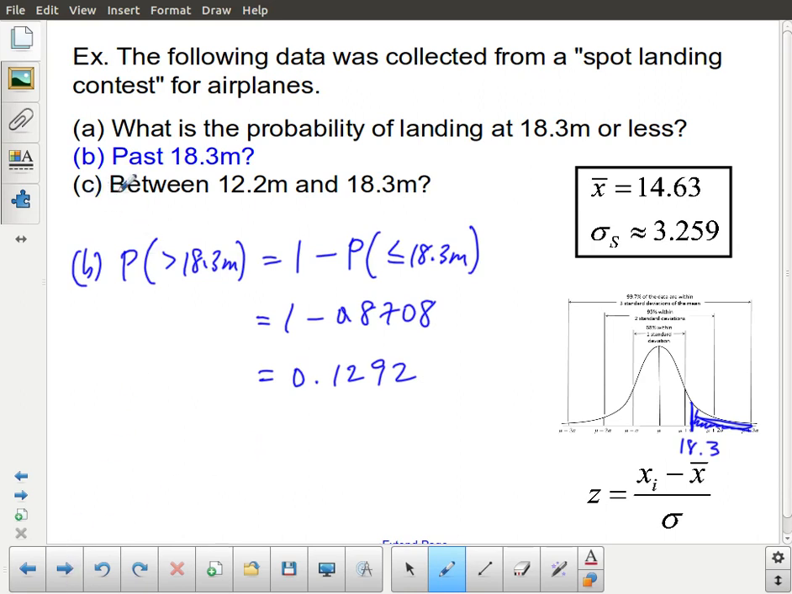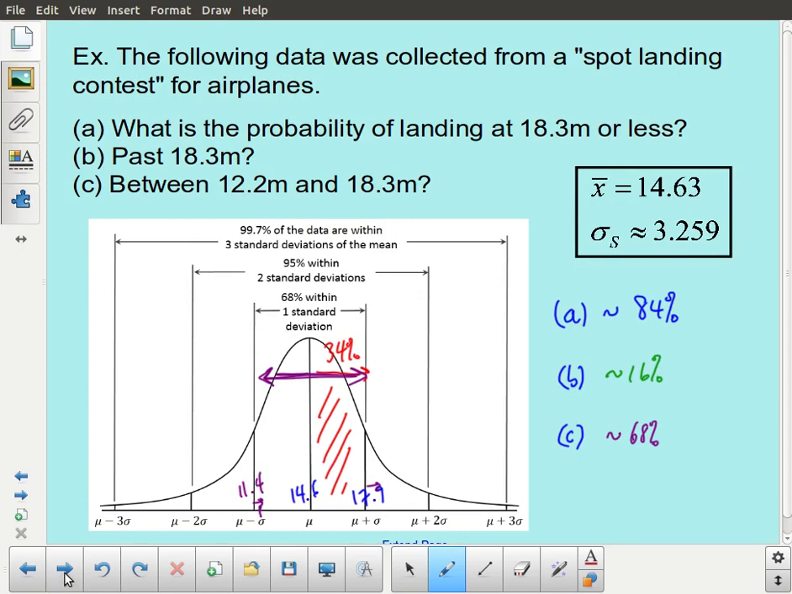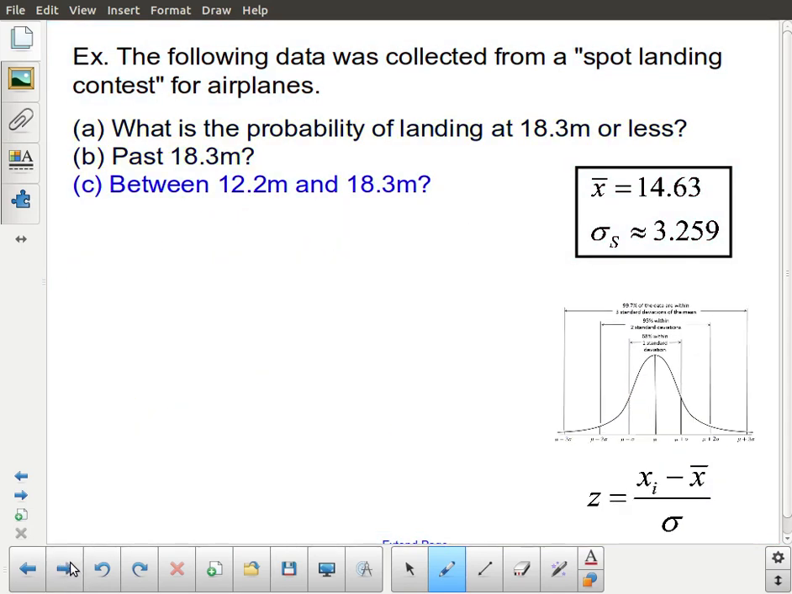And finally, part C, between 12.2 meters. Oh, sorry, and let's go back and confirm that. So about 13% I said, and I had 16% for my prediction. And now for part C, we already know what the z-score for 18.3 was, and I don't need to write that as a z-score. I just need to say that the probability of less than or equal to 18.3 was 0.8708. Now we have to figure out what is the z-score that goes with 12.2.